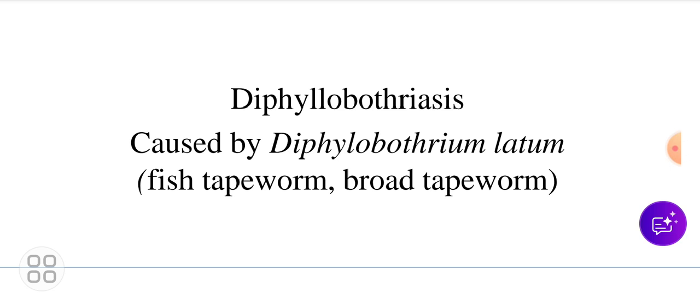This worm is found in areas where people eat raw or undercooked freshwater fish. It's found in Russia, Europe, North America, and even found in Africa.